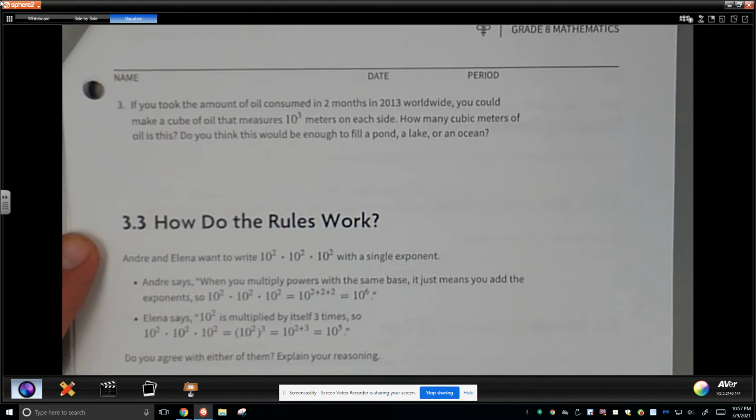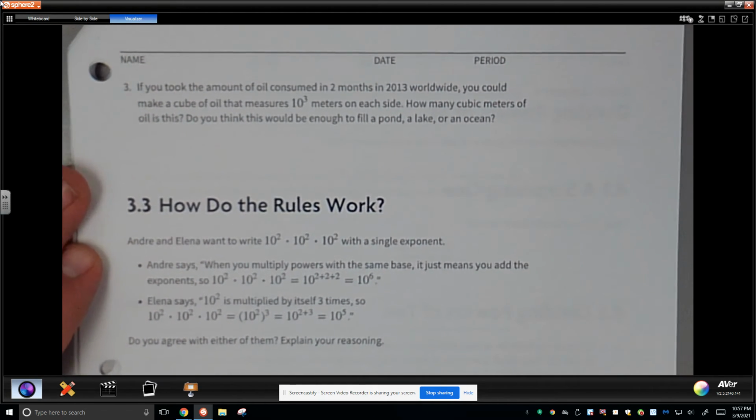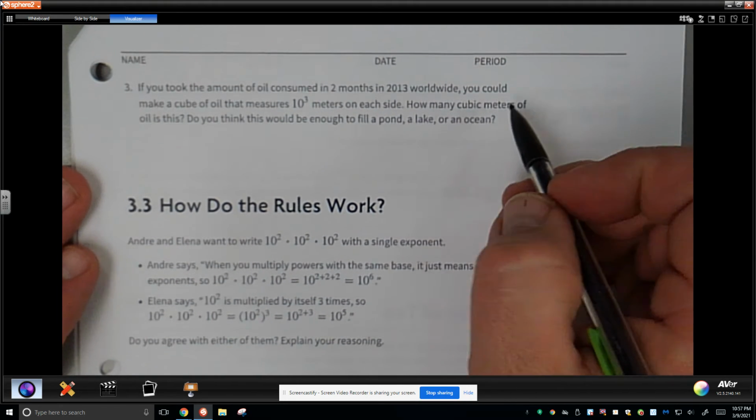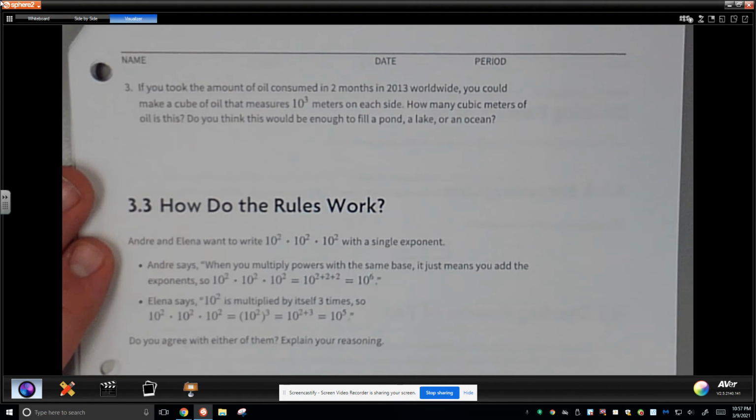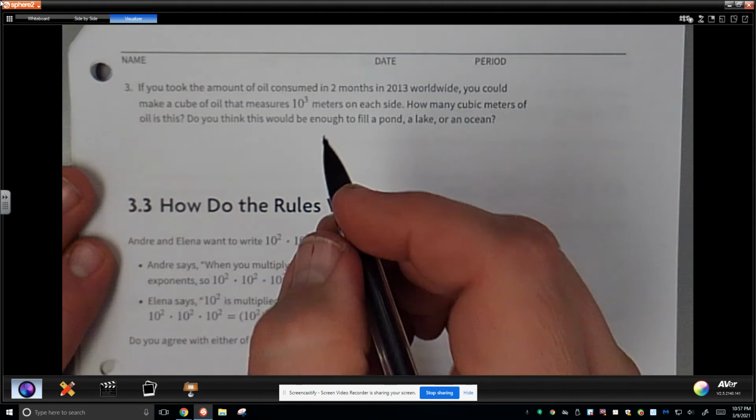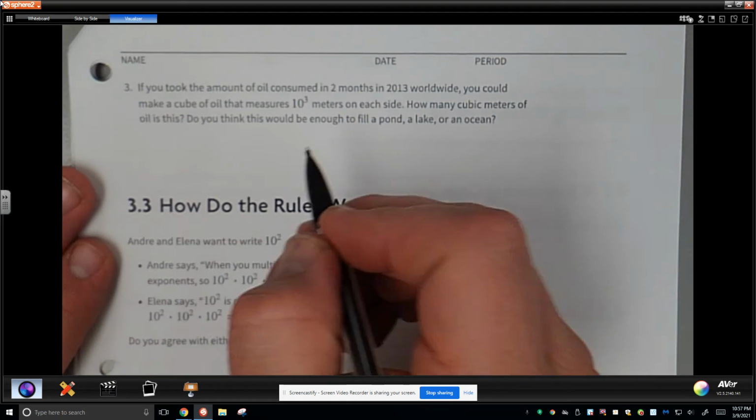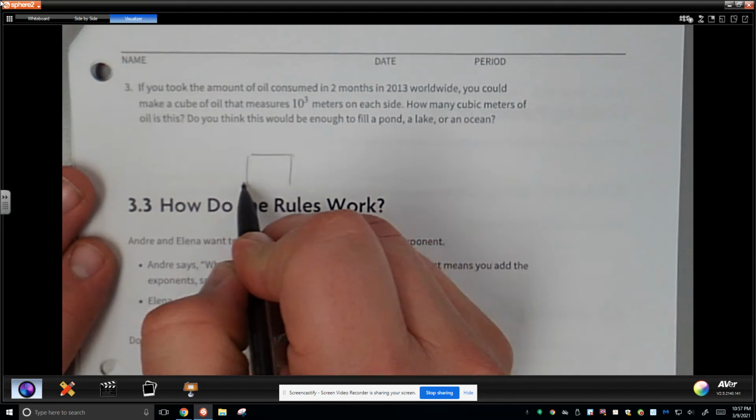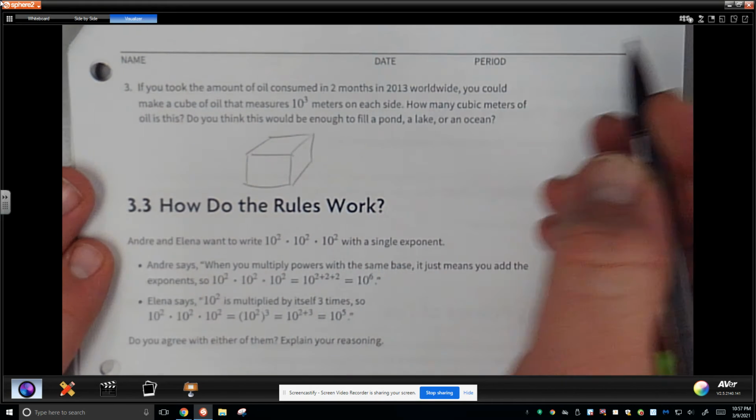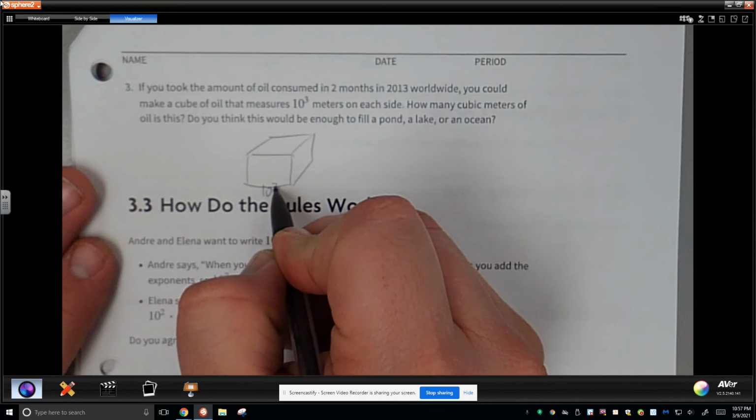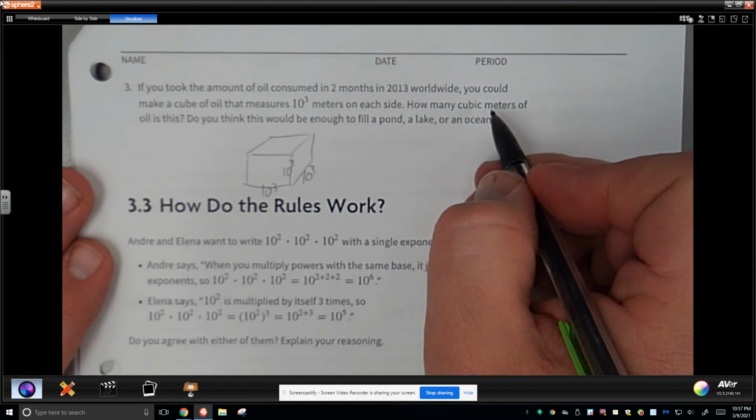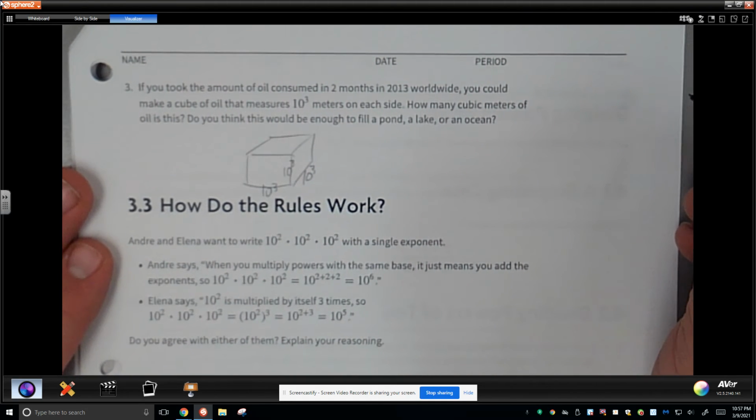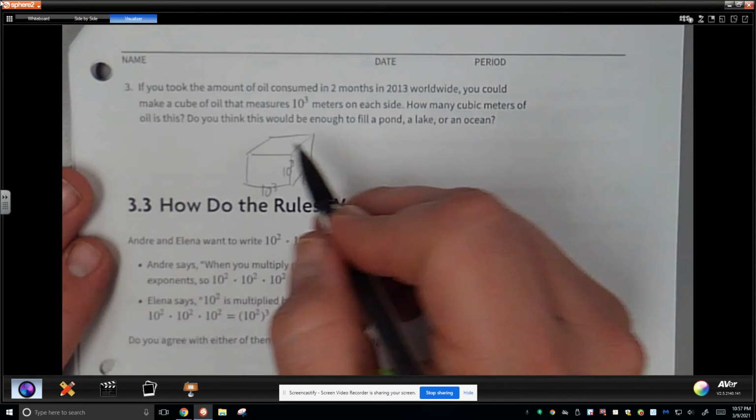When we put that to work right here, if you took the amount of oil consumed in 2 months in 2013 worldwide, you could make a cube of oil that measures 10 to the third power meters on each side. So if we're talking about a cube, again, think about that amazing drawing I had there on the front page. That cube is 10 to the third by 10 to the third by 10 to the third everywhere around. And so by following the formula for the volume of the cube, length times width times height, how many cubic meters of oil is this?